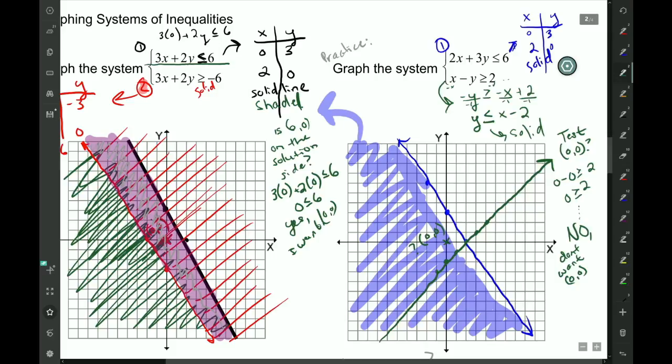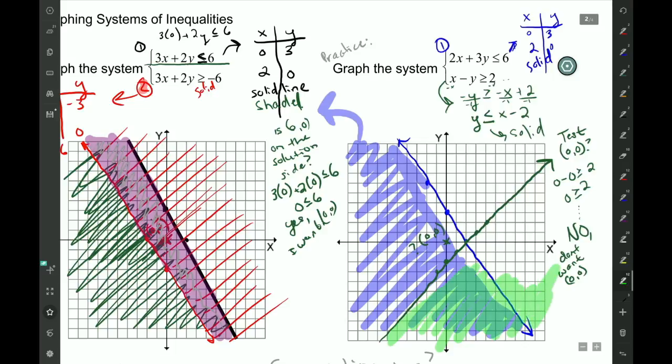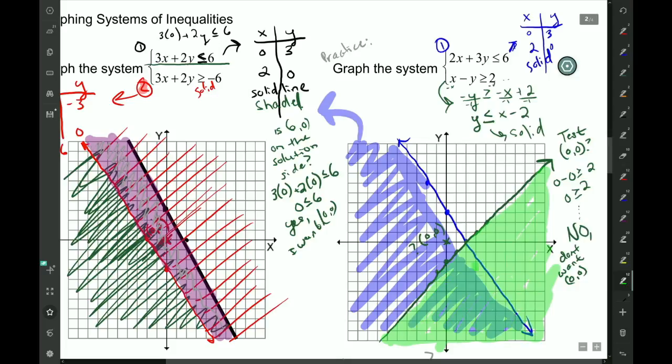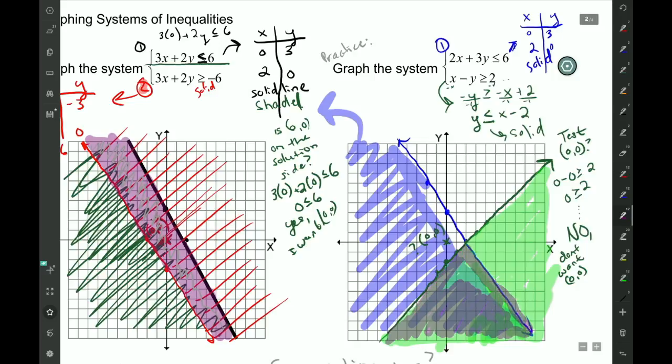So instead, the point is on the left side of the graph. That means I want everything on the right side of the graph. And it reveals to me the true solutions. Blue and green, I think, are supposed to make purple. I don't know. But that just means your true solutions, so I'm going to highlight them in a different color, are right in there. True solutions.